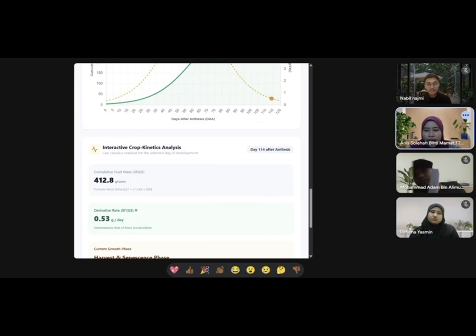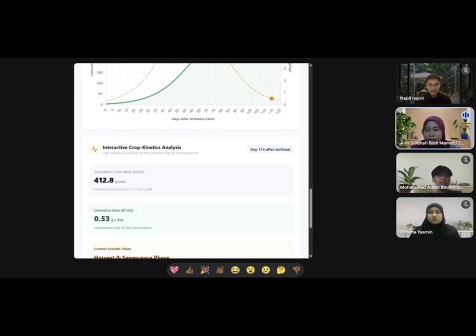Finally, how we can make this HTML application even better for real-world deployment. My recommendation is to integrate this simulator with live IoT sensor APIs. By pulling live telemetry data such as soil moisture, electrical conductivity, and ambient temperature from sensors deployed in a greenhouse, we can dynamically adjust the growth coefficient K and the carrying capacity L in real time.